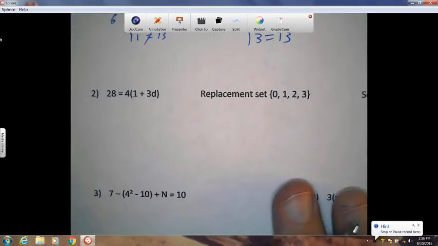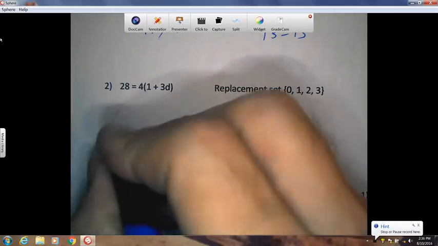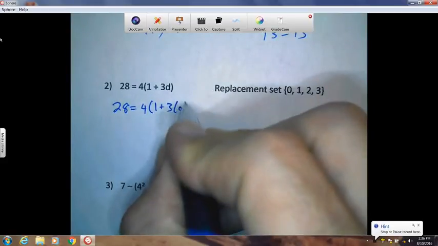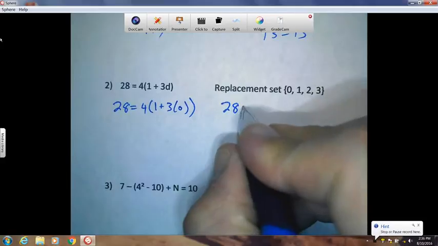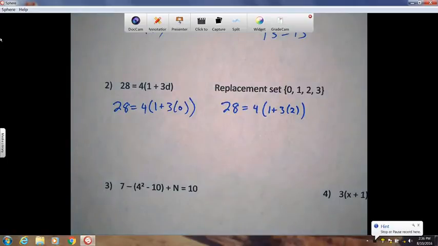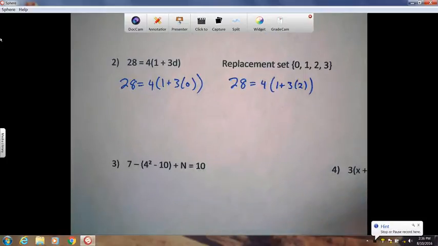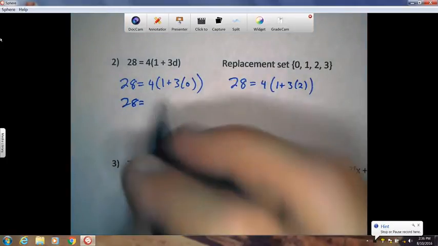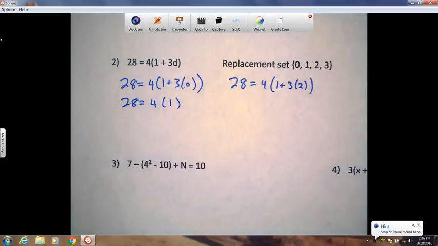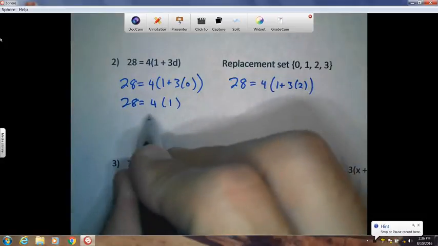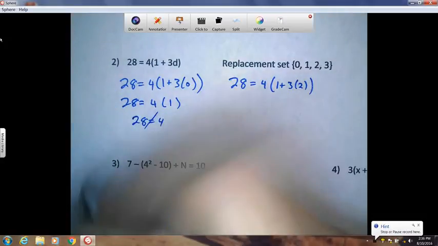Let's look at a different one. So I can try something. I'll try 0. And I'll try 2. So these are what I'm trying from the replacement set to see if any of them are part of the solution. So 28 is equal to, I have 3 times 0, which is 0. So that's 4 times 1, because 1 plus 0. So 28 does not equal 4. So 0 is definitely not a solution.